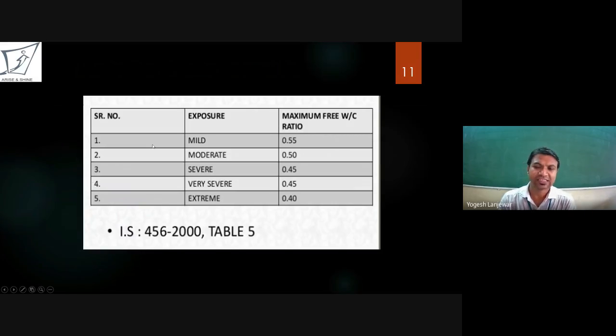Now, this is the maximum free water cement ratio for different exposure conditions. If we go for a mild exposure condition, the maximum water cement ratio is 0.55, whereas for moderate it is 0.5, for severe it is 0.45, for very severe it is 0.45 again, and for the extreme condition, the value of maximum free water cement ratio is equal to 0.4. This data of maximum free water cement ratio is given in IS 456:2000 in Table number 5.